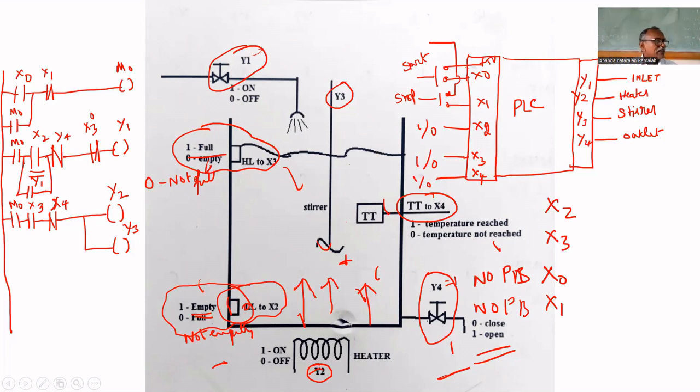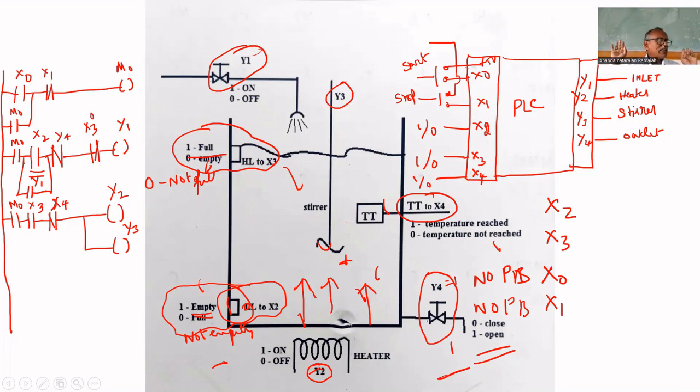I understand this point. Suppose we want to keep the temperature at 100 degrees centigrade. Now 100 degrees is reached, so X4 becomes 1. That's why the heater is turned off. We are keeping the tank at that temperature for 5 minutes. But if the temperature falls below 100 degrees, it is not good, so we should turn on the heater again. In that case, we have to include that also. Have you understood that? Otherwise, it is okay.